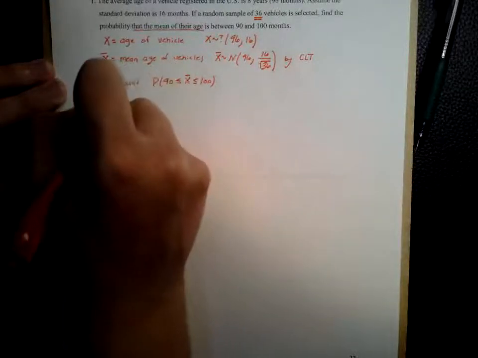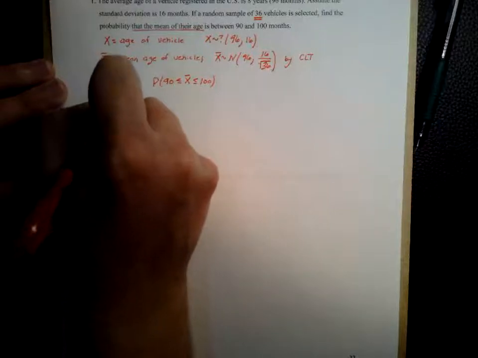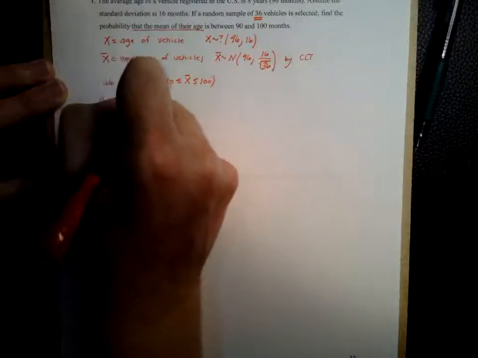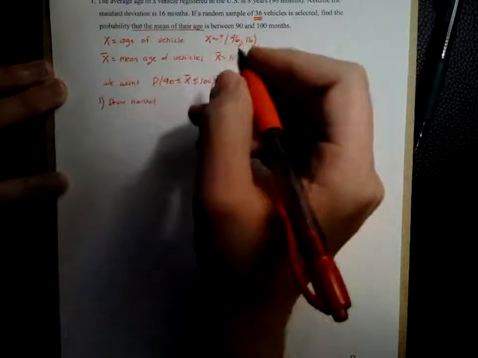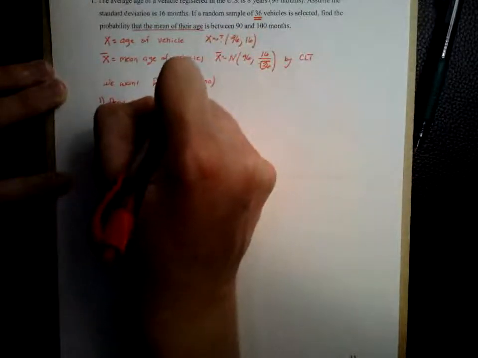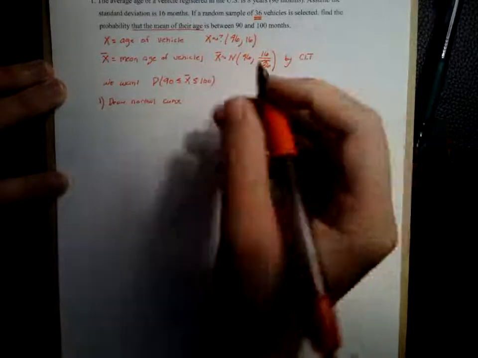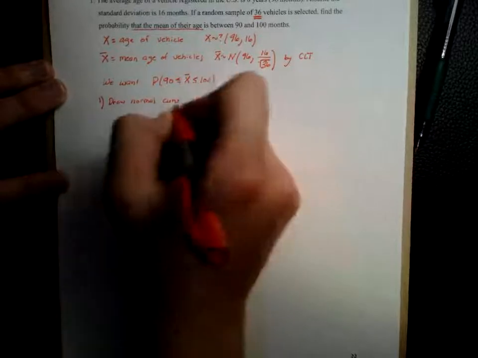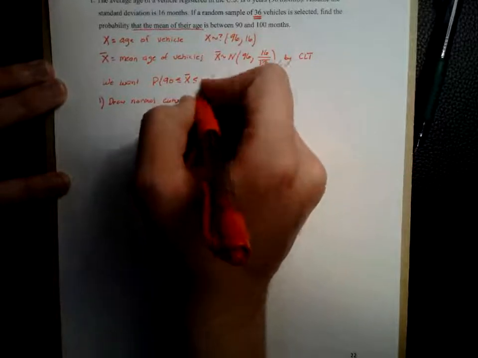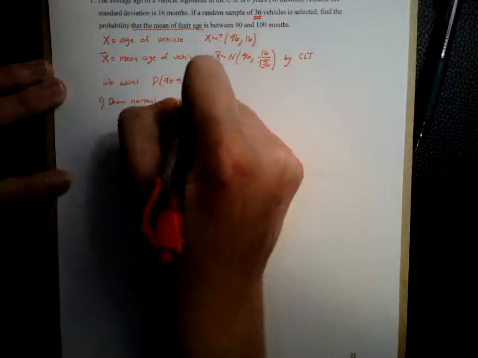The first step was to draw the normal curve and shade the appropriate region. And I would highly recommend doing this. It just makes it easier to determine which area you're actually looking at, and it also makes the problem a little bit easier. And it may show up on the exam, so I would emphasize doing this first step. So draw the normal curve.